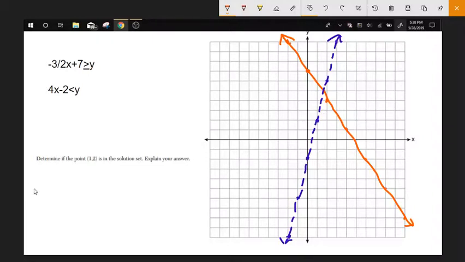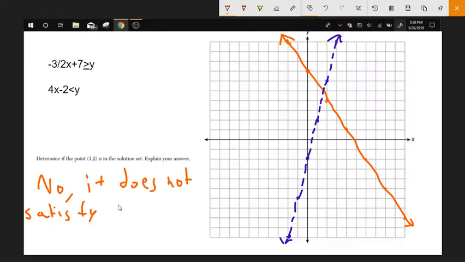So no, it isn't in the solution set because it does not satisfy the second inequality.